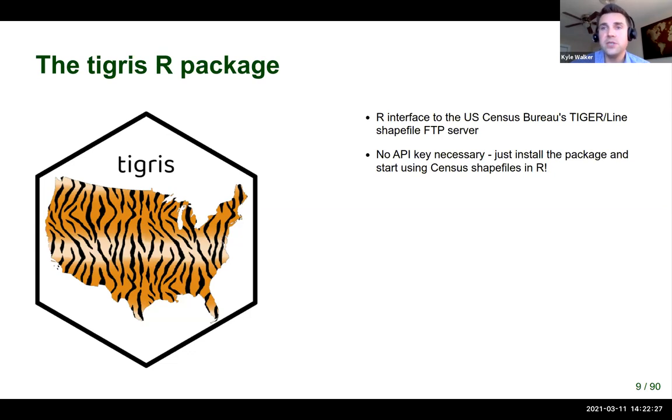And what Tigris allows you to do is, through a series of functions and a single line of R code, pull in custom extracts of US Census Bureau geographic data into your R environment. There's no API key required to use Tigris. You just install the package and you get moving.